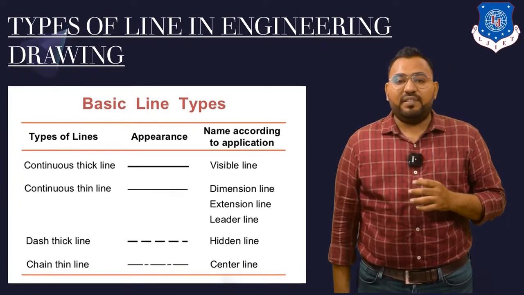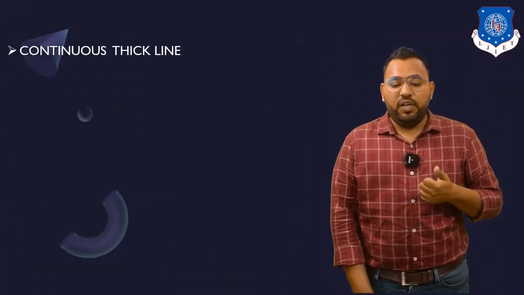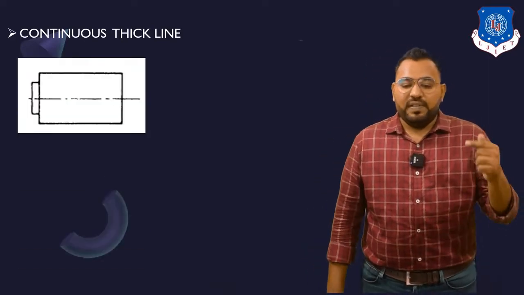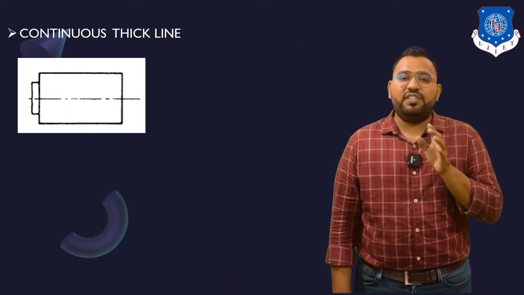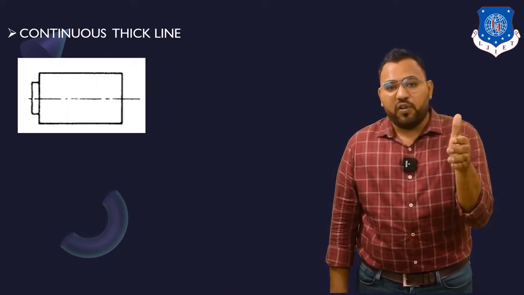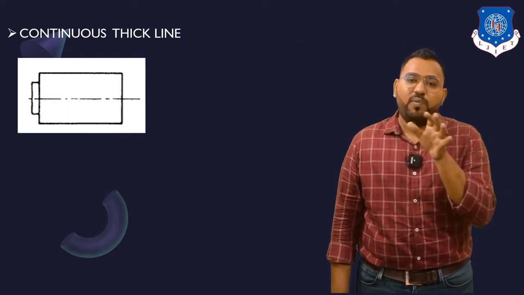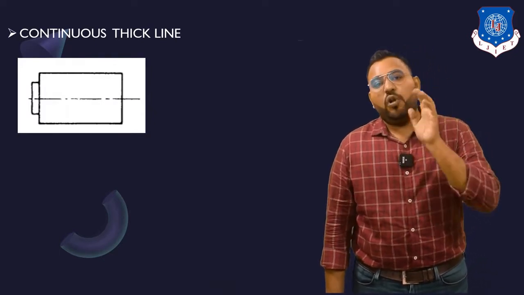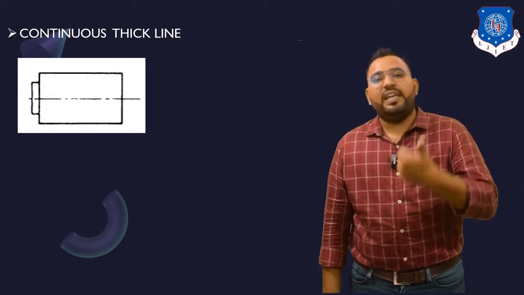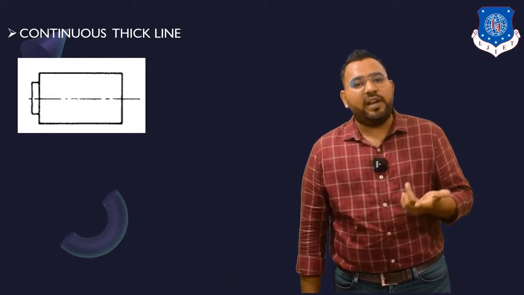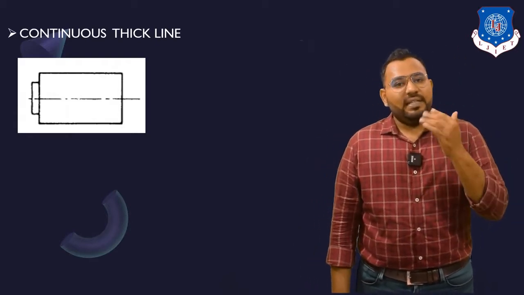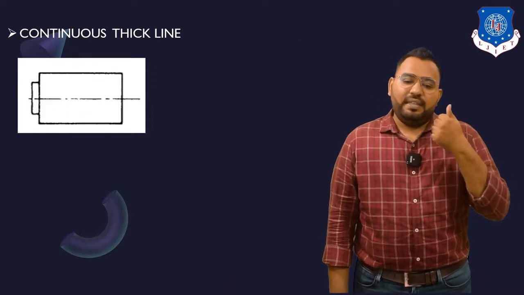So let's see the first line, which is a continuous thick line. You can see the object on your screen. You can see the border of this object, which is dark. So always remember, border of any object will always be a thick line. So you are going to draw a thick line with HB grade of pencil. And also whatever the visible parts are there, that is also going to be drawn with a thick line.